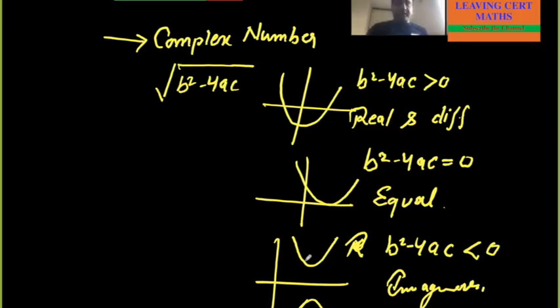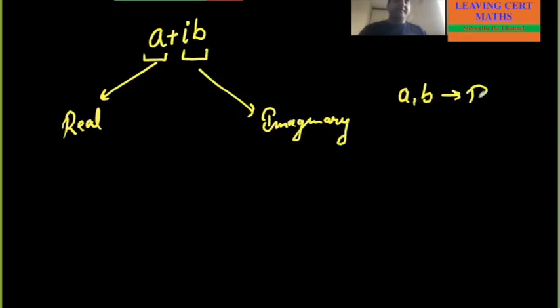Now the complex numbers are always written in the form of a plus ib. This part is known as the real part, and this part is known as the imaginary part. But remember that a and b are real numbers. As b is multiplied by an imaginary, it becomes imaginary.